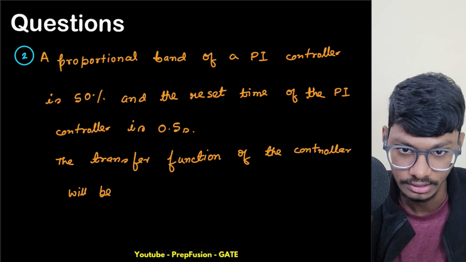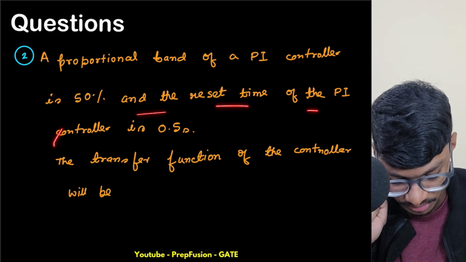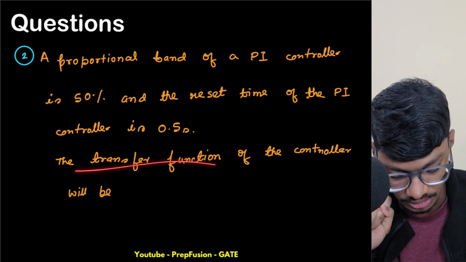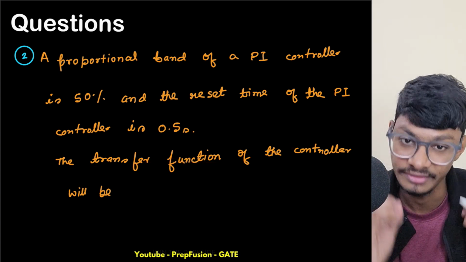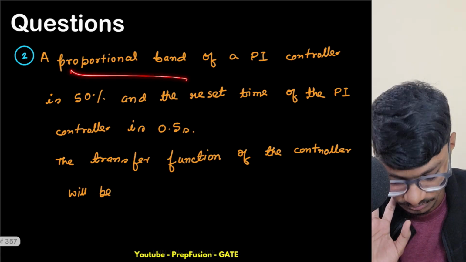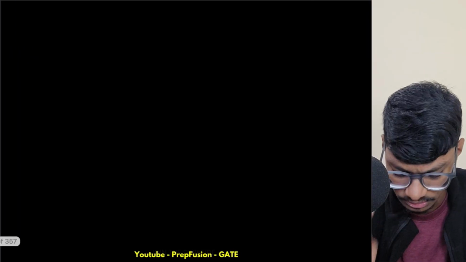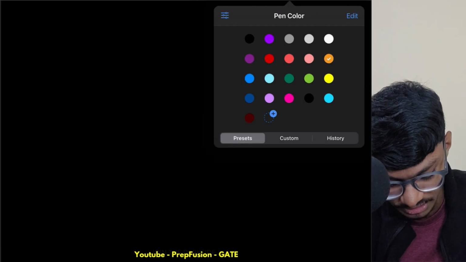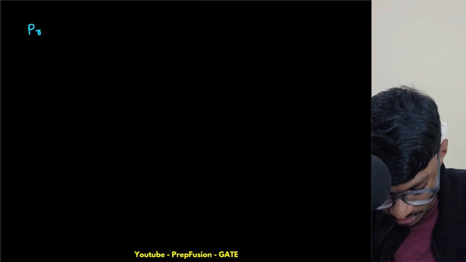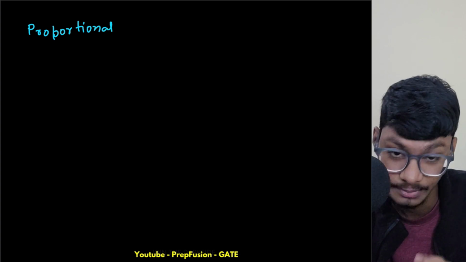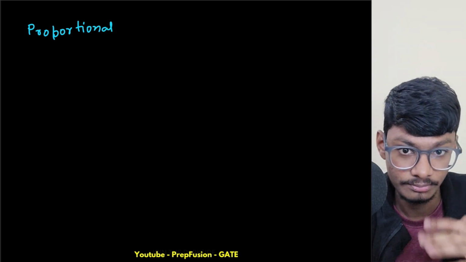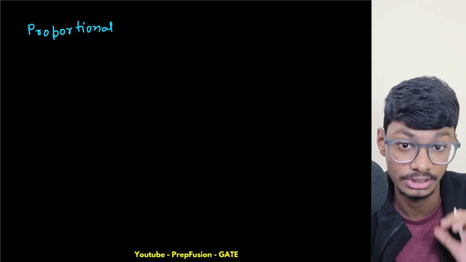Now what do you mean by proportional band? We'll see. And the reset time of a PI controller is 0.5 seconds. The transfer function of the controller will be? Now what will be the transfer function of the controller? Very simple question, very easy question, but we have to know these two terms. So let me just define first the proportional band. What is a proportional band? So proportional band is nothing. It depends on what? Proportional, right? Proportional kp. So it will give me information about the kp value.